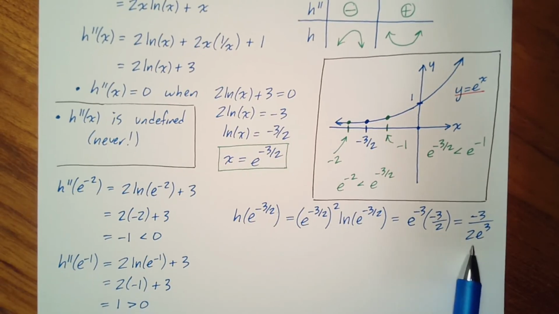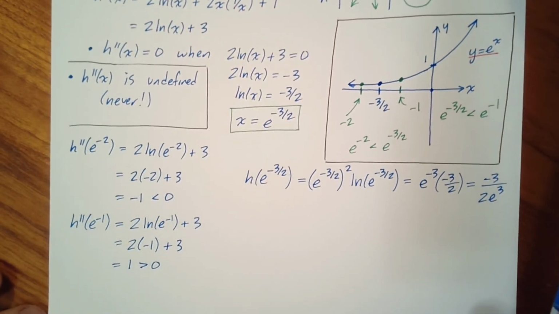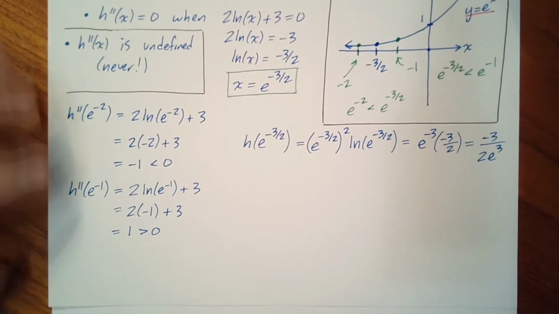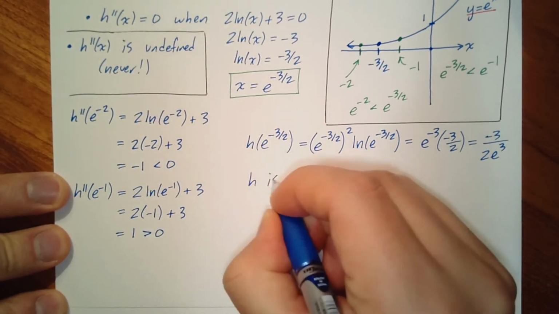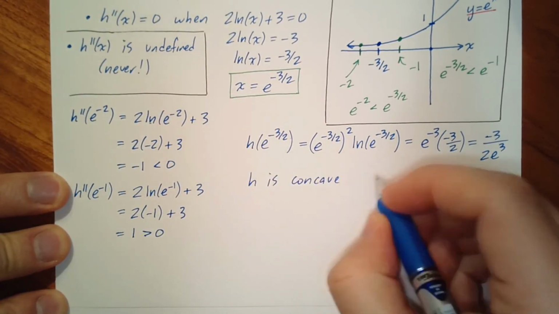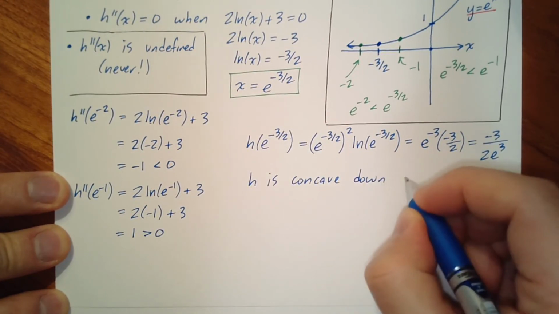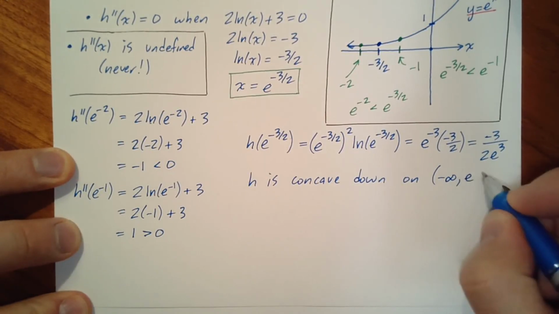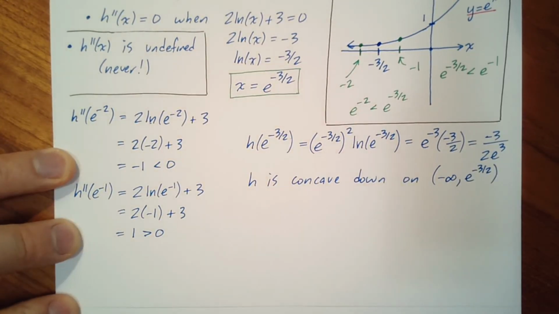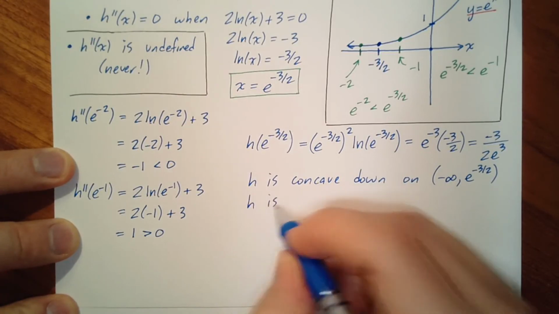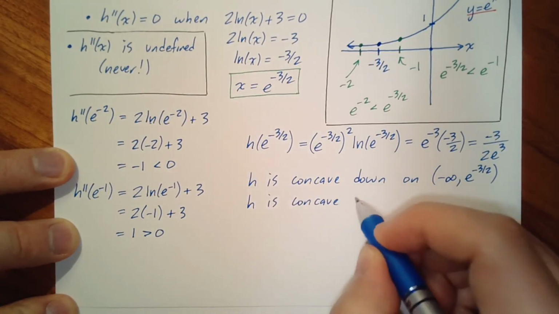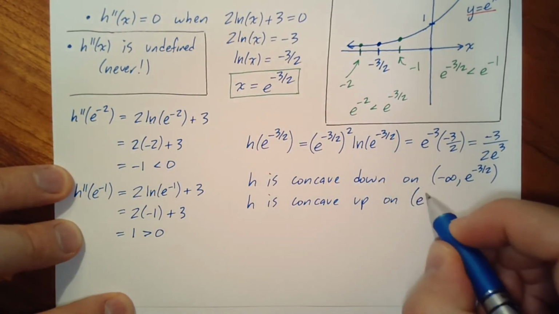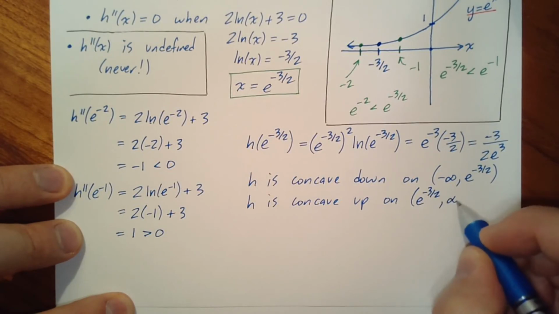So that's going to be the y-coordinate of our inflection point, and it looks like we've got enough room that we can summarize everything at the bottom of this page without having to start a new page. So let's do that now. So h is concave down on the interval that goes from negative infinity to e to the negative 3/2, and h is concave up on the interval e to the negative 3/2 to infinity.